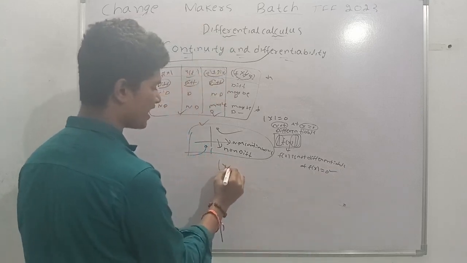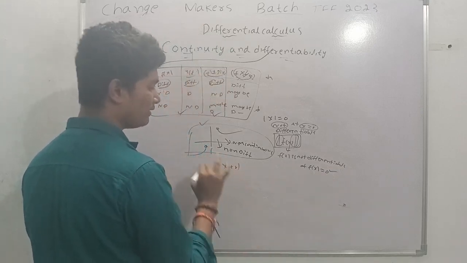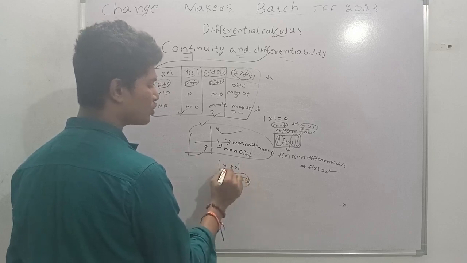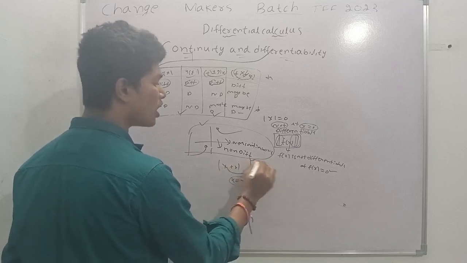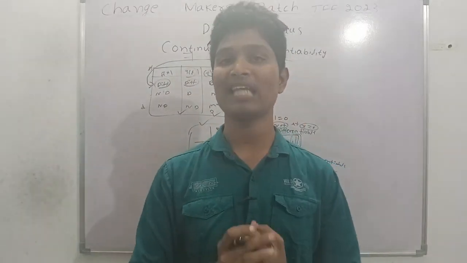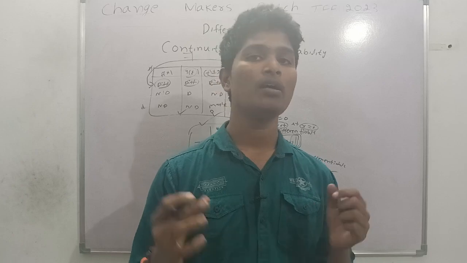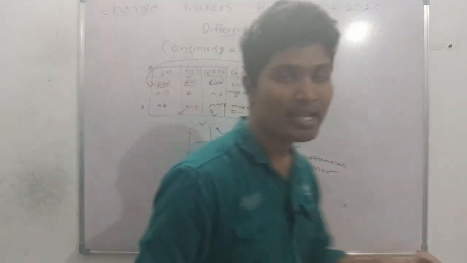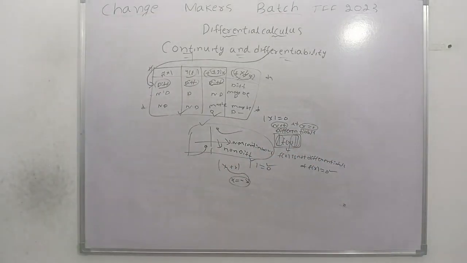Suppose we take x plus 2, suppose this is mod. This function is not differentiable at x equal to minus 2, because at x equal to minus 2, this mod is getting 0. At the value where the mod is getting 0, there will be a chance of non-differentiability. So this is the complete chapter of continuity and differentiability. Now we will discuss some of the questions.